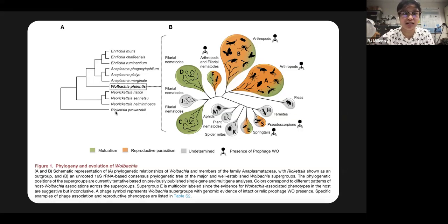But they also infect things like nematodes. They're actually beneficial in nematodes. They help nematodes. Spider mites, pseudoscorpions, and other arthropods, and even scorpions. Pseudoscorpions are different.